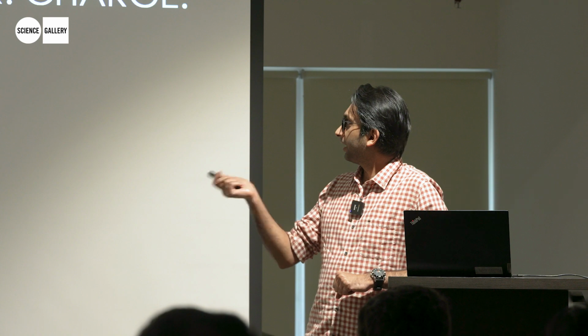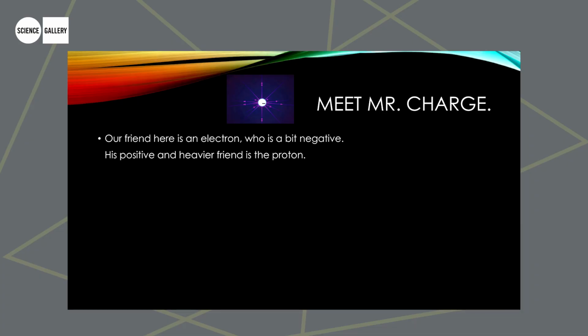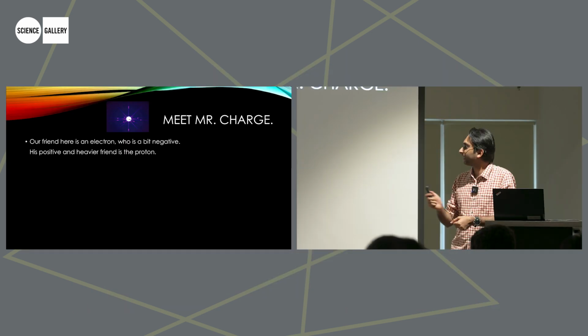Meet Mr. Charge. For our explanation, it is an electron, and electrons, as we know, have a negative charge. It has a friend, a proton, which is heavier and has a positive charge. They have another friend, a neutron, which is heavier but neutral. Together, all of these form atoms. When there is an equal number of protons and electrons, the overall charge is zero, charge neutral. Typically, what we see and what we are made of are all atoms, and they are all charge neutral.